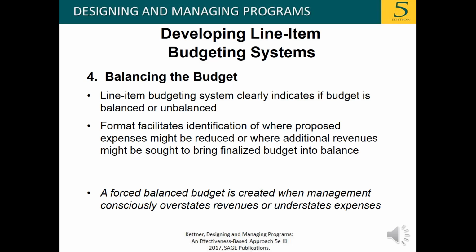Step 4, balancing the budget. A line item budgeting system clearly indicates if the budget is balanced or unbalanced. The format facilitates identification of where proposed expenses might be reduced or where additional revenues might be sought to bring the finalized budget into balance. A forced balanced budget is created when management consciously overstates revenues or understates expenses.